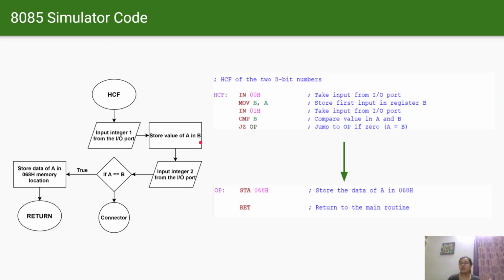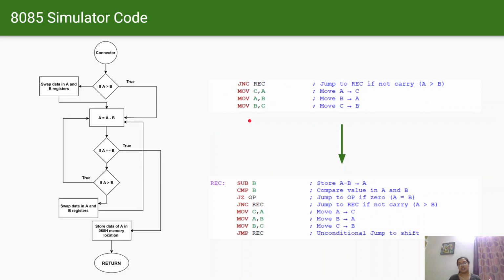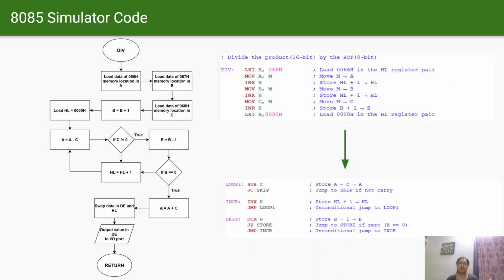Then we have the HCF subroutine, as was discussed earlier. So we're taking the inputs, and then if both the numbers are originally equal, then the number itself is the HCF. Otherwise, we check which is the greater number stored in the accumulator, subtract the smaller number from the larger number, and then check again if it's equal or not. And this process is continued till both of them become equal.